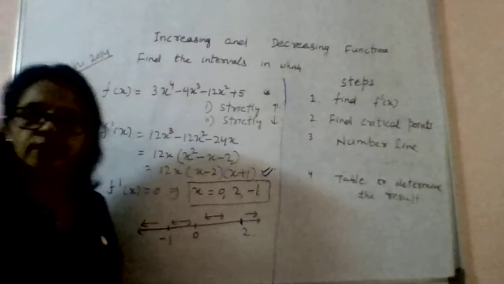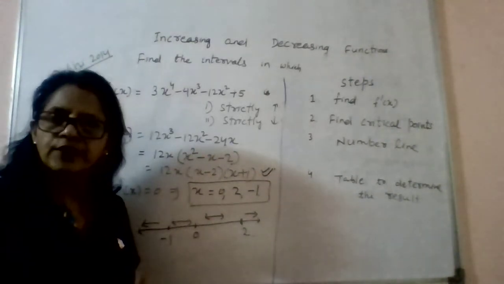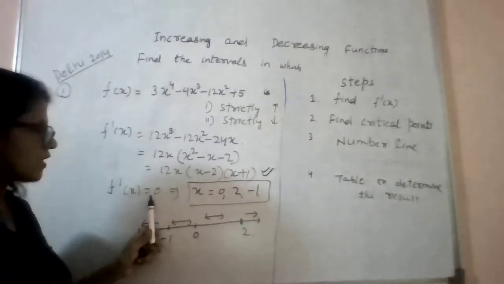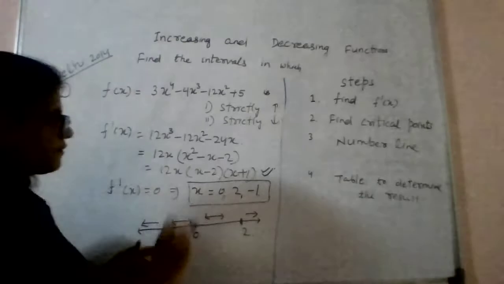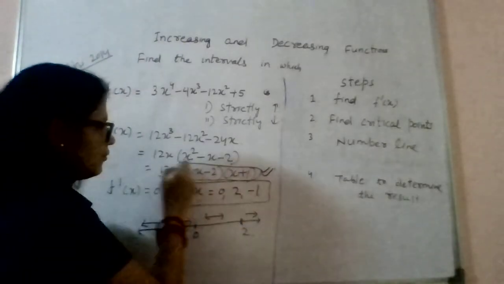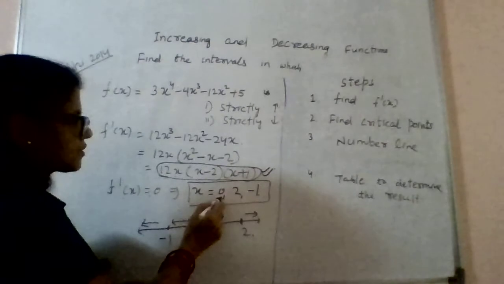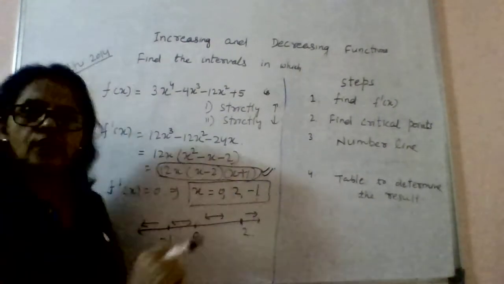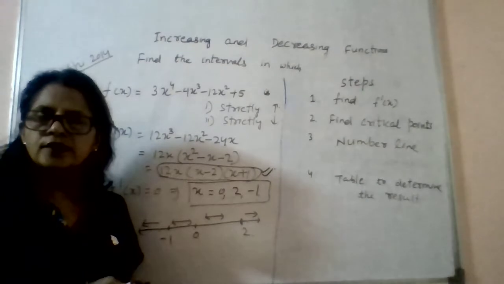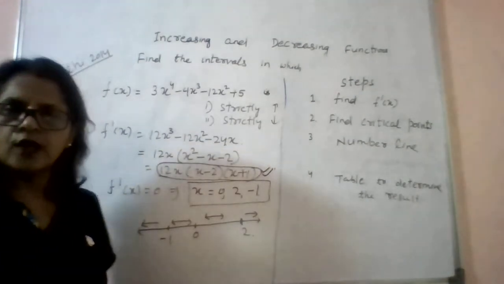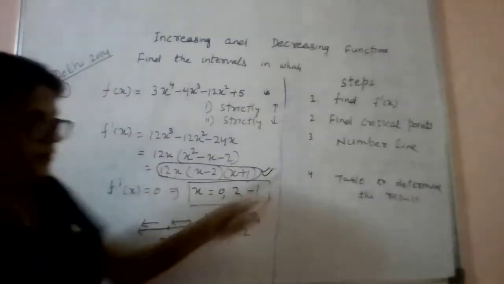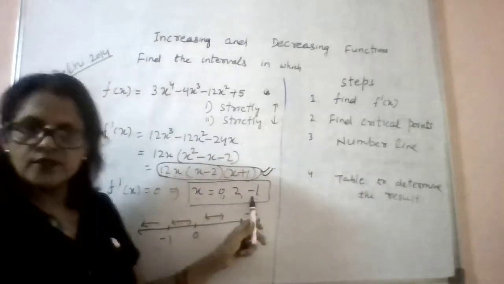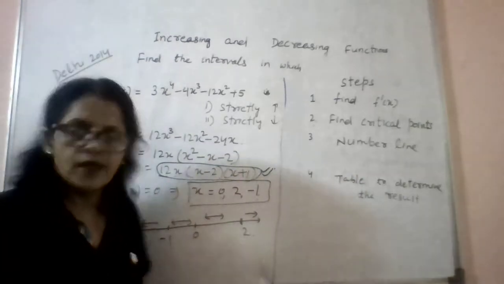Then the second step is to find the critical points. Critical points means the points at which f dash x equals 0. So f dash x equals 0 implies this is equal to 0, right? It means x equals 0, x equals 2 and x equals minus 1. We are getting three critical points. The third step is the number line, plotting these 3 points on the real number line.